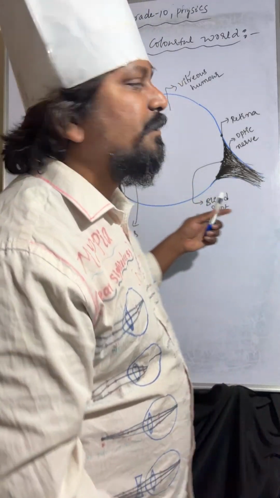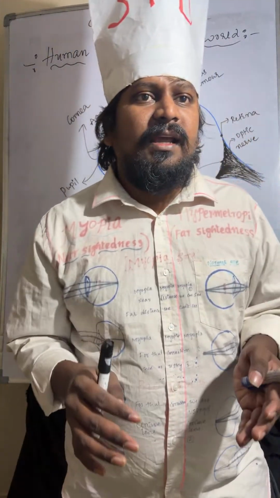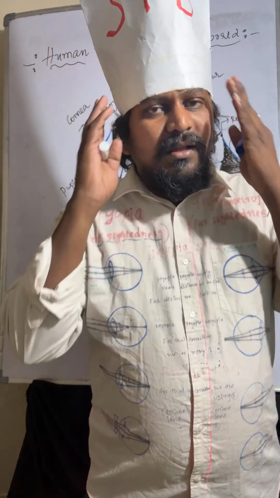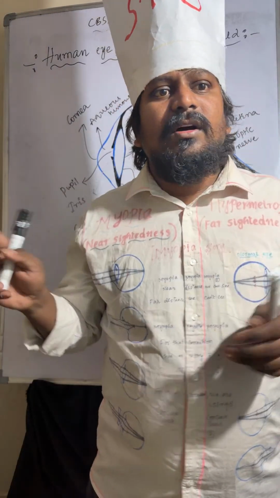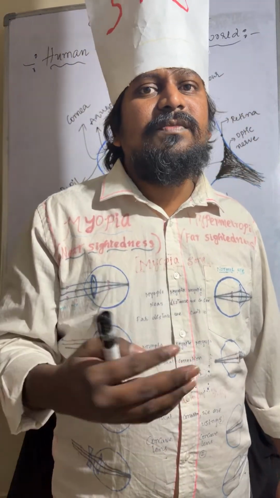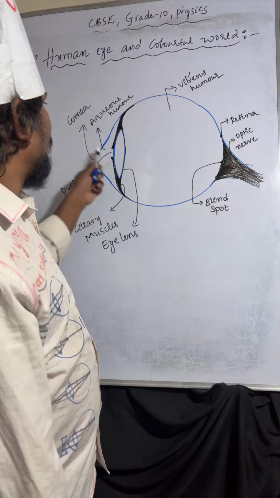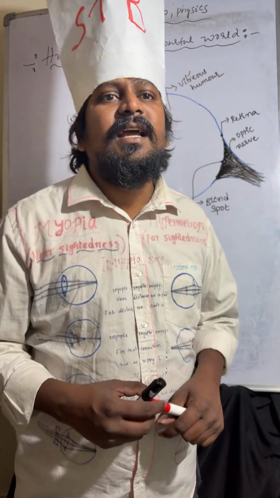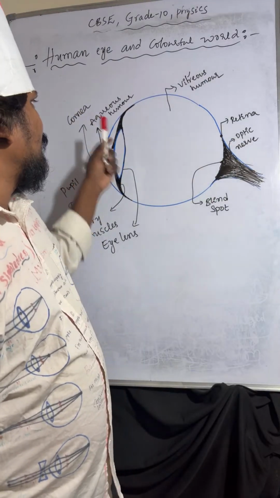Okay, so let's start here. The cornea is the frontal, protective layer of the eye. Most of the refraction takes place at the cornea. So this is the cornea. And coming to the aqueous humor, the aqueous humor is a jelly type liquid present between the cornea and the lens.